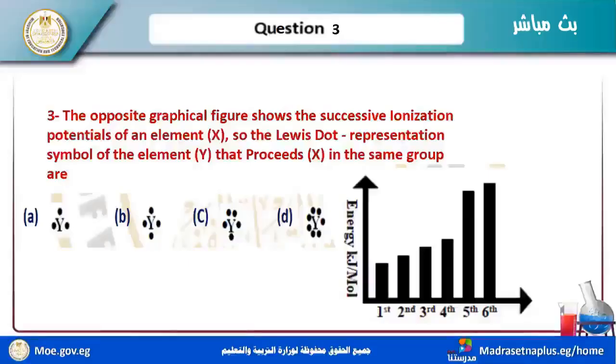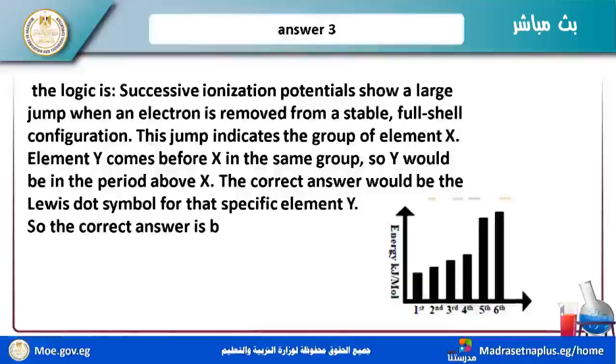So the answer depends on the representation symbol of element Y, which precedes X in the same group. This is 4 electrons, so the true answer is in the same group, not the same period, with the group number equal to 4. So the true answer is B.